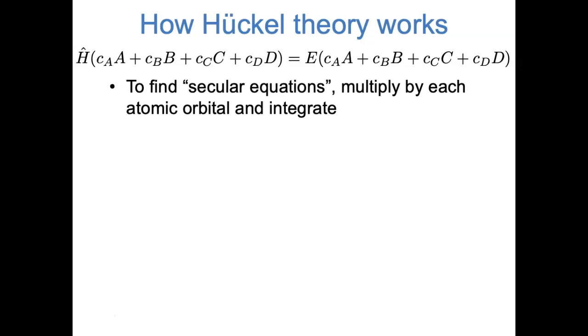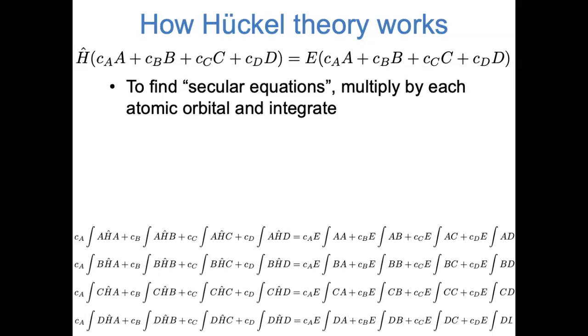At this point, we're going to do something similar to what we did in the previous video for a heteronuclear diatomic molecule, and we're going to generate what are called the secular equations by taking the Schrödinger equation and multiplying it by each of the atomic orbitals and then integrating. So we can take this Schrödinger equation and generate 4 secular equations by multiplying by each of the atomic orbitals in succession, A, B, C, and D.